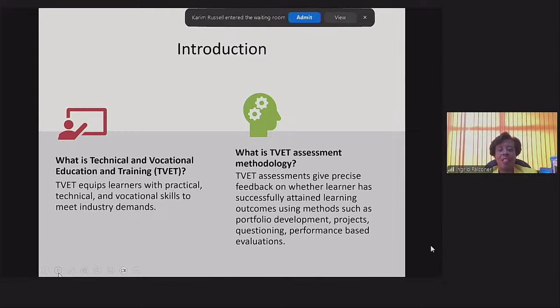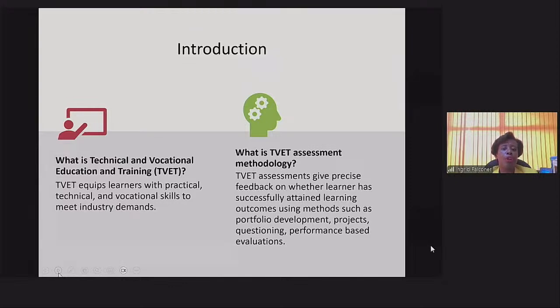What is TVET assessment methodology? TVET assessment gives precise feedback on whether the learner has successfully attained learning outcomes using methods such as portfolio development, projects, questioning, and performance-based evaluation, which could be simulation or on-the-job workplace evaluation.